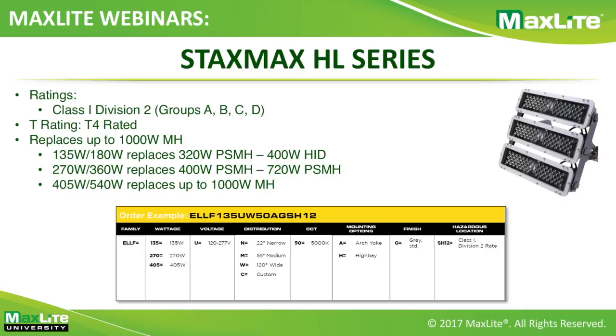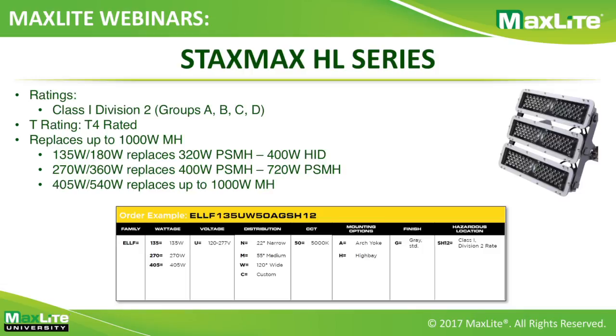The gasketry and wire work is designed to be more durable and explosion-proof, and there are also isolated junction boxes for each module so that all wiring is kept away from an explosive environment. The STAXMAX HL series is rated for Class 1 Division 2, which means explosive gas atmospheres, for groups A, B, C, and D. And its T rating is T4. Keep in mind that T ratings range from T1 to T6, so T4 is actually pretty high, and it also comes in up to a 1,000 watt metal halide solution.